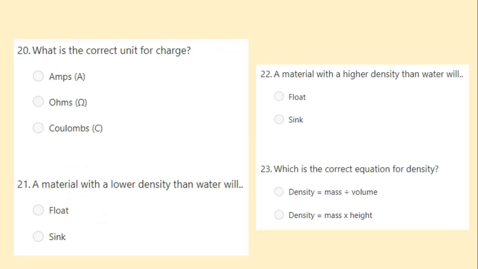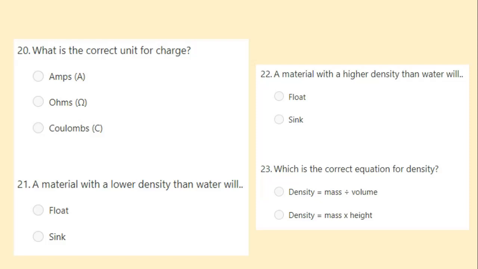Here we have questions 20 to 23. Question 20 is, what is the correct unit for charge? It is a very similar question to question 19. Our options are the same options. We have amps, ohms, or coulombs. What is the correct unit for charge? Is it amps, ohms, or coulombs?